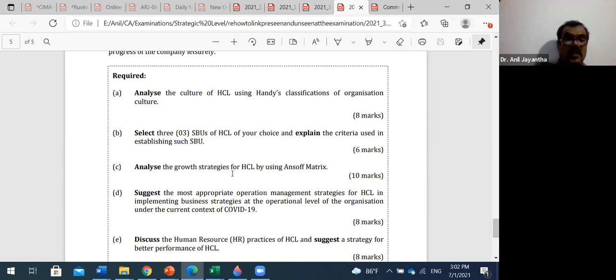Analyze the growth strategies of this thing by using Ansoff metrics. Therefore, you're supposed to know Ansoff metrics, the market, new market, and I mean old market versus product. So that is how market segmentation is done. New, old, market, and product. If you do not know, you can't.